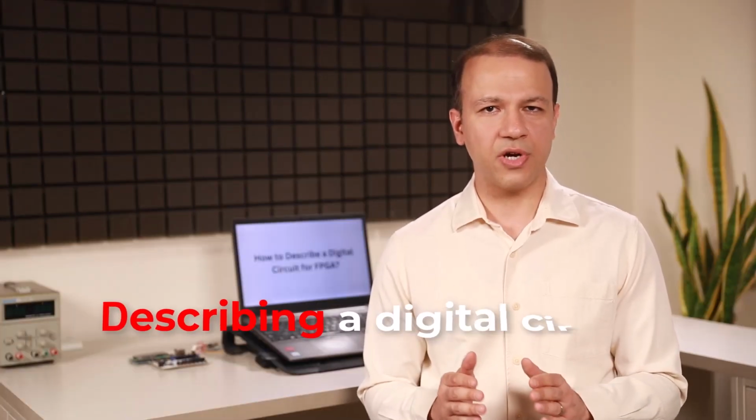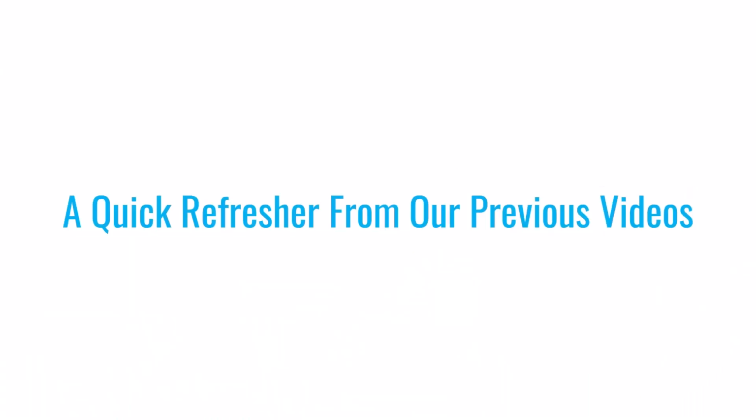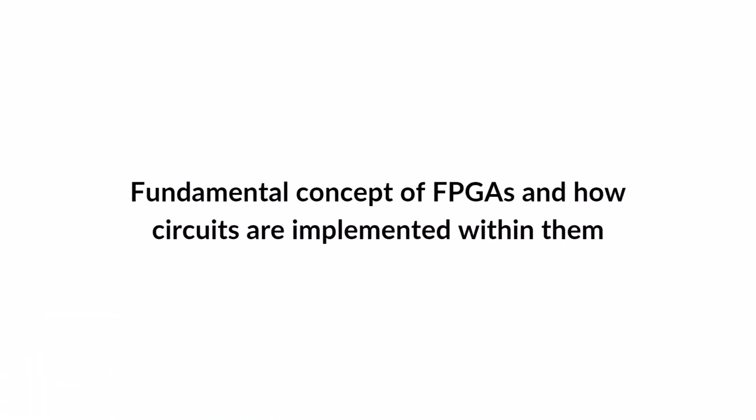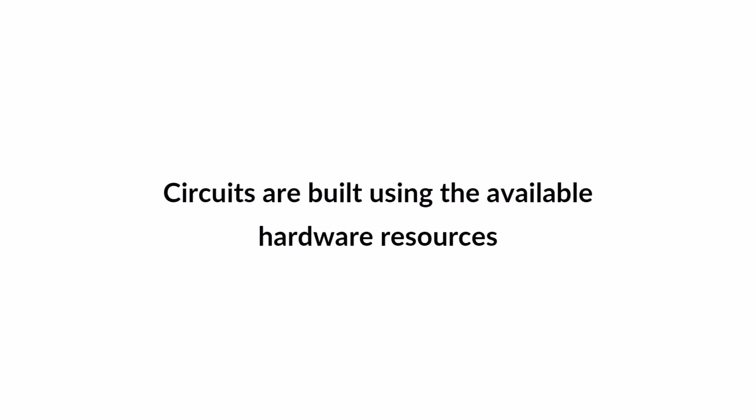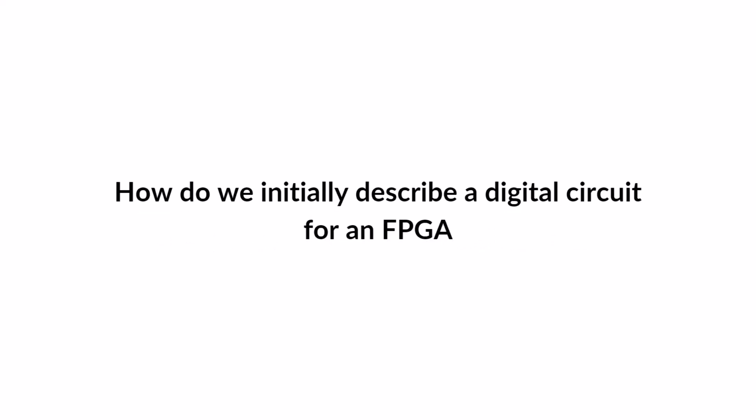In this video, we'll delve into the process of describing a digital circuit for an FPGA, or more specifically, for the implementation software. As a quick refresher from our previous videos, we discussed the fundamental concept of FPGAs and how circuits are implemented within them. We mentioned that within an FPGA, circuits are built using the available hardware resources. But here's the question. How do we initially describe a digital circuit for an FPGA?